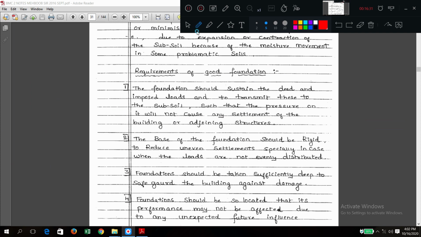Next, a foundation should be taken sufficiently deep to safeguard the building against damage. As far as possible you should take the foundation deeper, for more stability and safety. That is the requirement. First is load carrying. Then no settlement, unequal settlement is avoided, it is rigid, and it is deep.